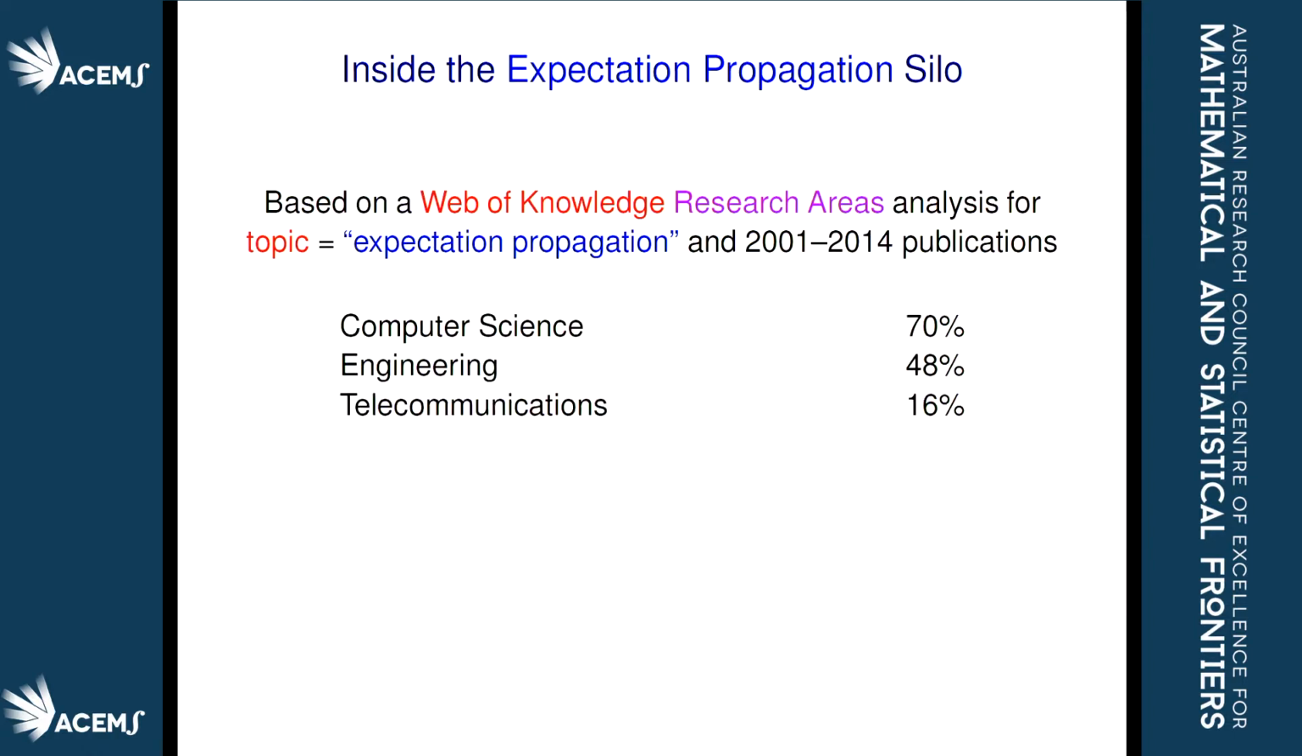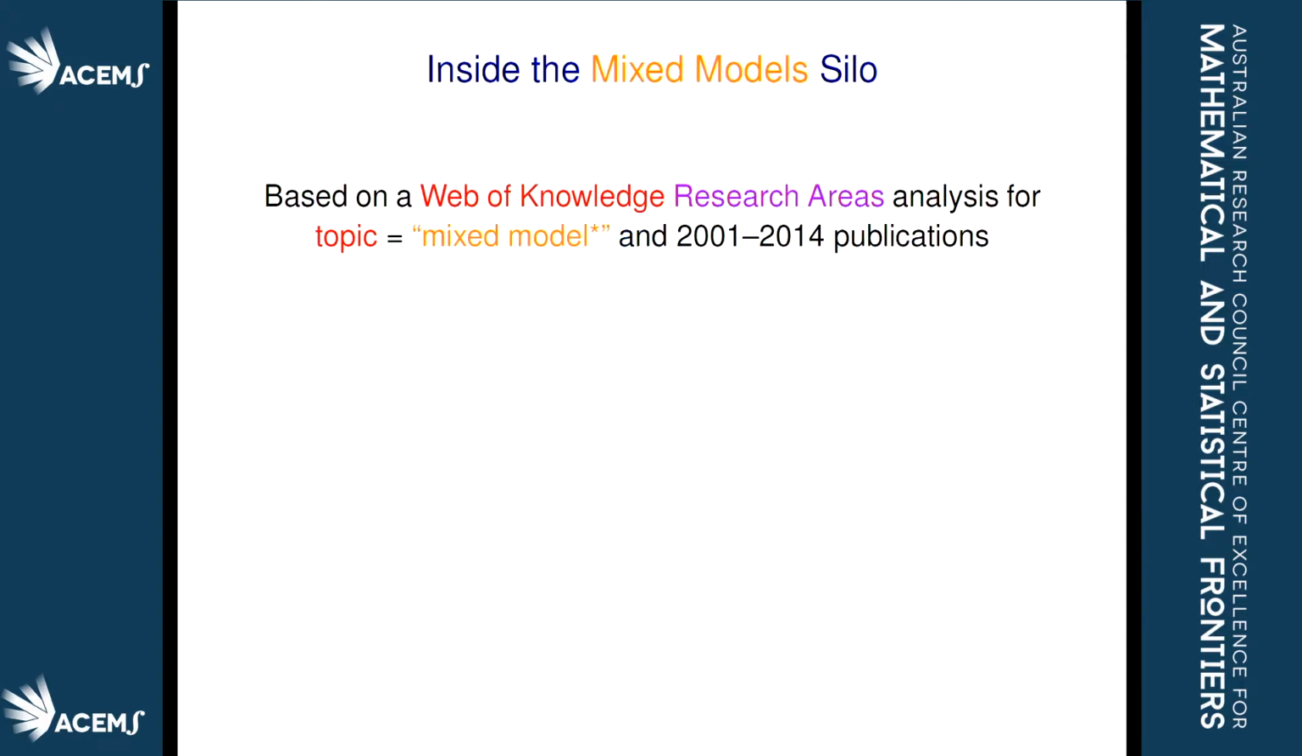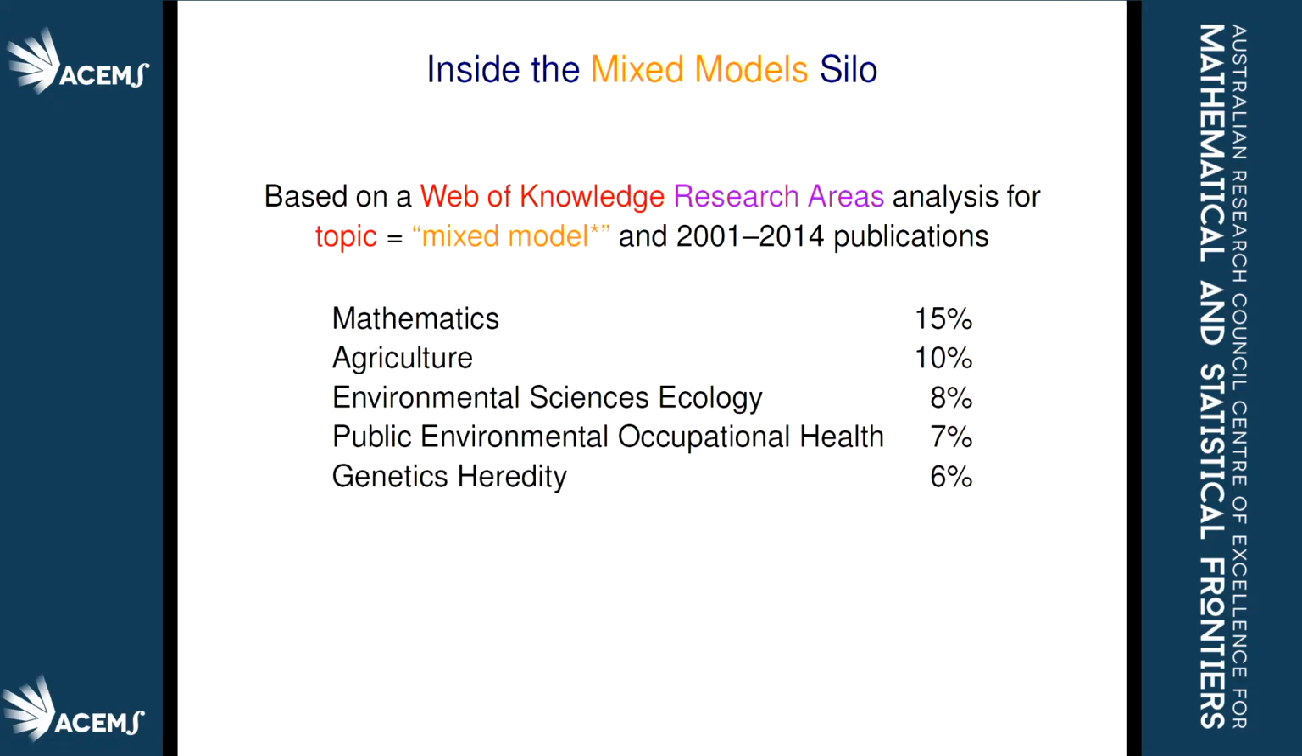I did a quick search on the Web of Knowledge when I was getting the talk ready last March. If you look at the main research areas that use the phrase expectation propagation, they're all in areas like computer science, telecommunications, image science, technology, and so on. By the way, some papers have more than one category, so these are not mutually exclusive. And then finally, you get 8% mathematics, which is probably the few statistics papers on it. Then if we go inside the mixed model silo, we have areas like agriculture and ecology and public health.